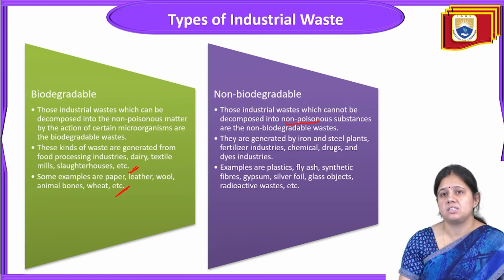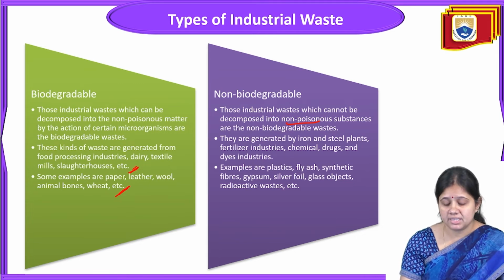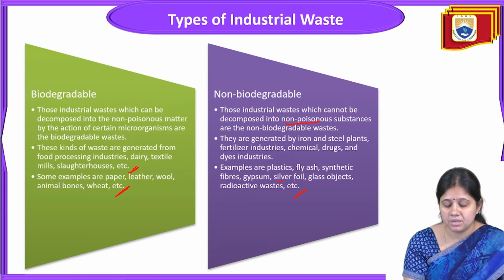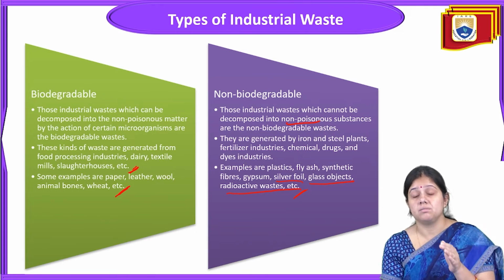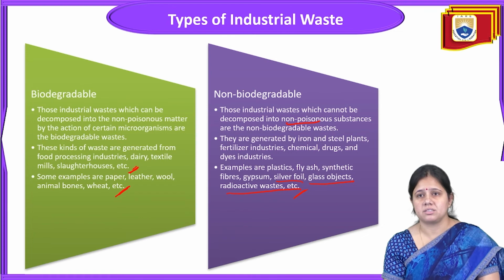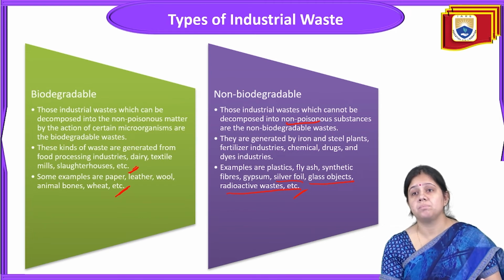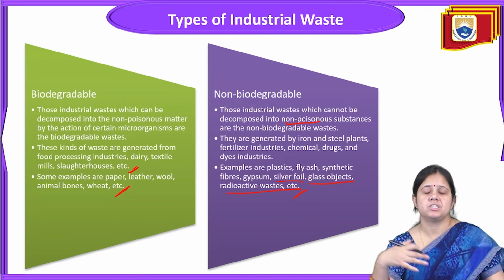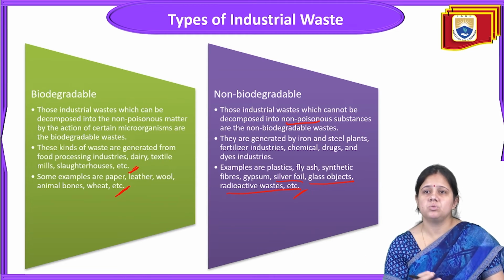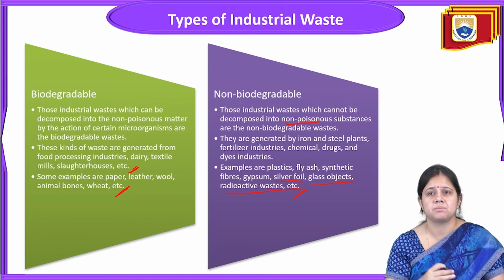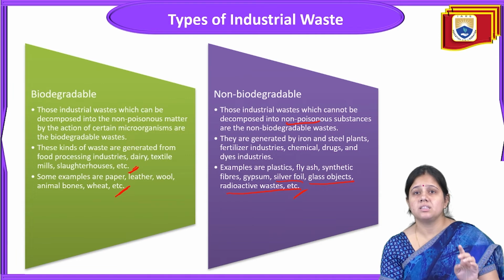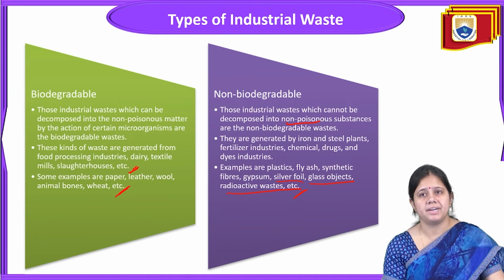They are generated by iron and steel plants, fertilizer industries, and chemical, drugs and dyes industries. Examples are fly ash, synthetic fiber, gypsum, silver foil, glass objects, radioactive waste, etc. These are the non-biodegradable industrial wastes. So we have to think about what processing should be done so that we can utilize this waste in different sectors, and its toxicity and harmfulness are reduced. So industrial waste is of two types, biodegradable and non-biodegradable.